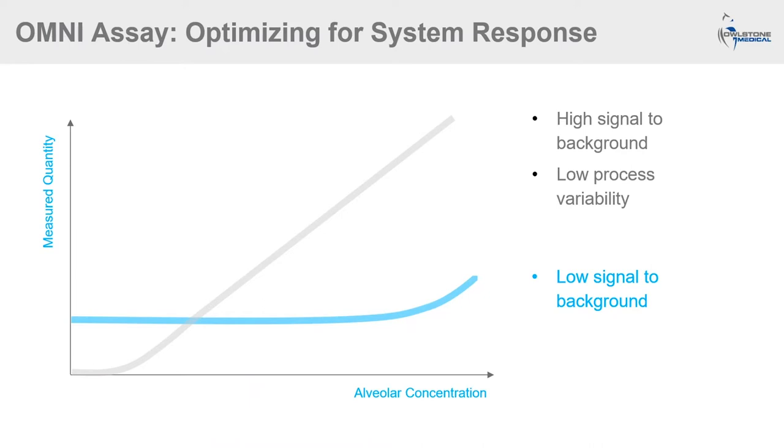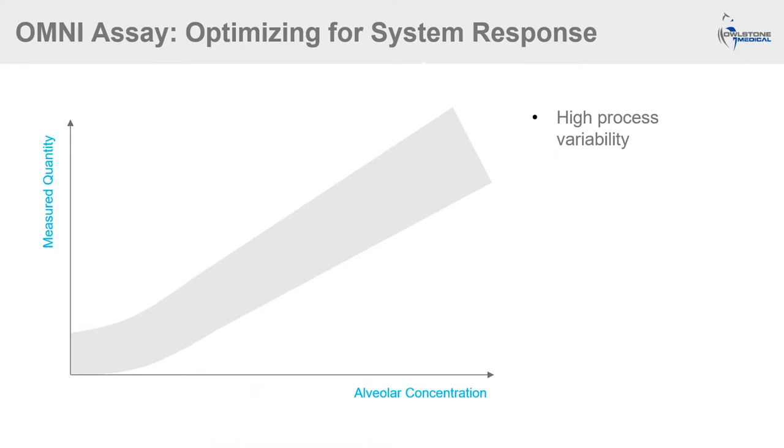What's more is that if we have a small signal above a large background, that signal is going to be very vulnerable to fluctuations in the background, and we'd expect to see a high relative variability. High variability looks like this. It means we're less likely to observe a change in alveolar concentration. In this situation, we'd have to rely on really large sample sizes to be able to observe a statistically significant change in the output.